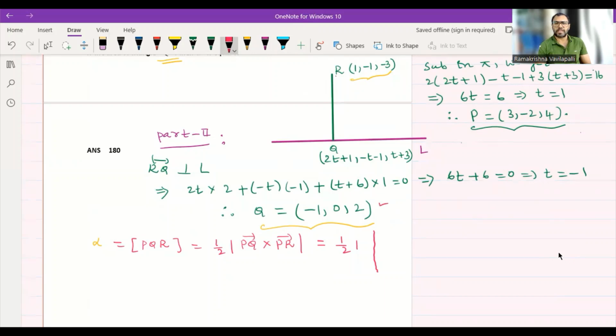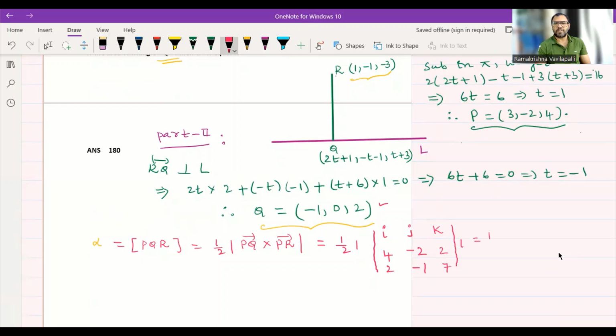So 3 minus of minus, here i, j, k. So PQ vector is 3 minus of minus 1, that becomes 4. Minus 2 minus 0, minus 2. 4 minus 2, 2. And what is PR vector? Subtract R coordinates from P. 3 minus 1, that is 2. Minus 2 minus of minus 1, that becomes minus 1. And this becomes 7.